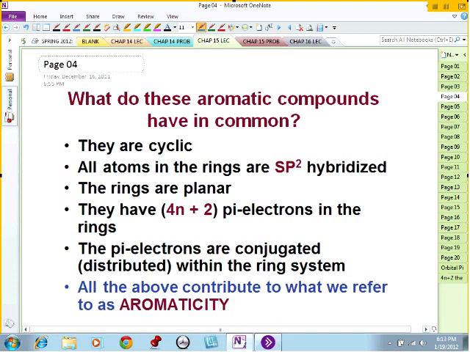Okay. When we left on Tuesday, we were discussing aromaticity and aromatic compounds. At that point, we outlined some of the features of an aromatic compound, in which we say that for a molecule to be aromatic, it has to be cyclic. All the atoms in the rings are sp2 hybridized, and the ring must be planar. In other words, it's flat. The ring system is flat. And also, very importantly, you must have 4n plus 2 pi electrons within the ring system. And that particular aspect of aromatic compounds we refer to as Hückel's rule.